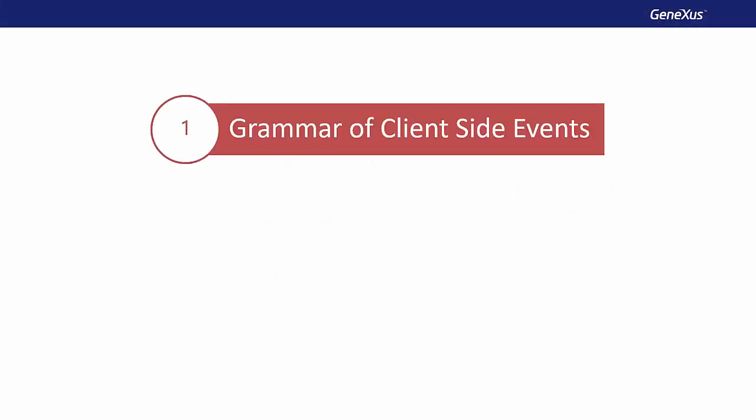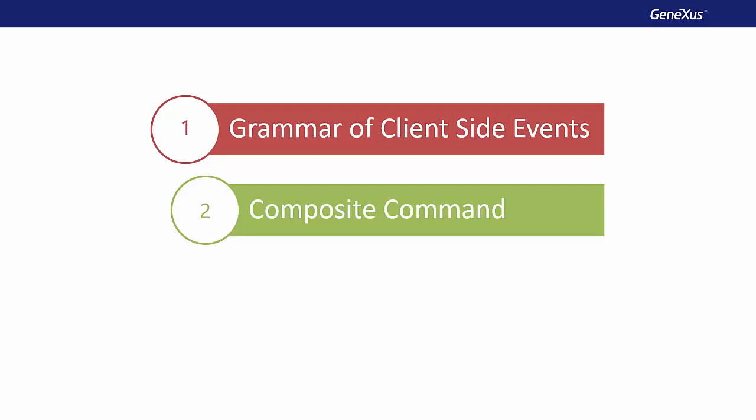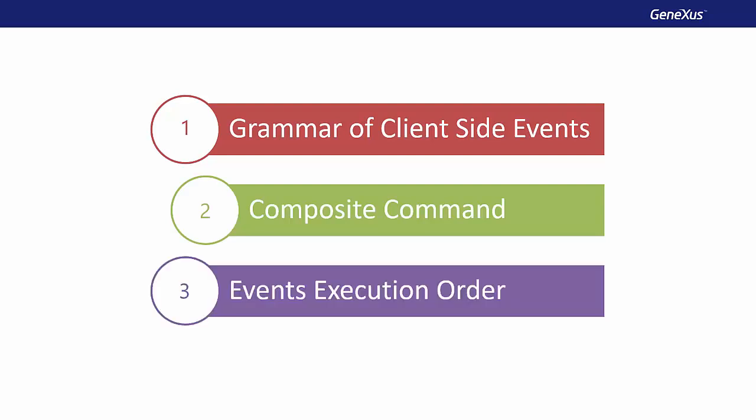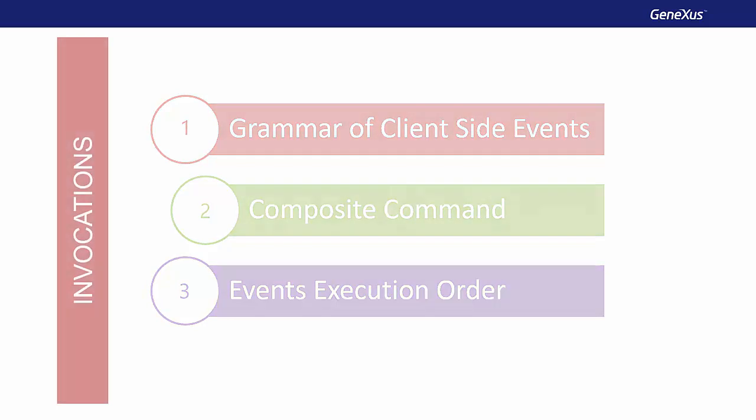In this video, we'll look closely at the grammar of the events run on the client, which is to say, on the device, as well as what can be done with them and how. Next, we'll talk about the composite command in detail. Lastly, we'll study the order of execution of the events.